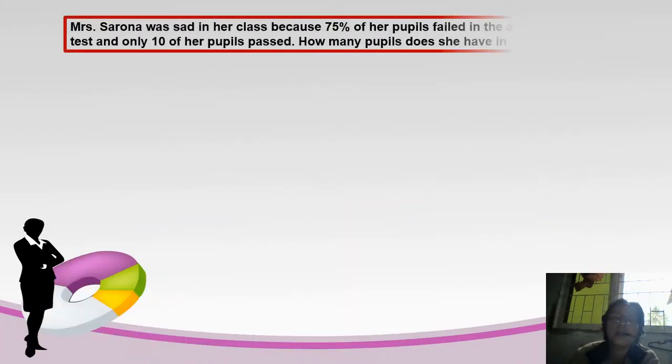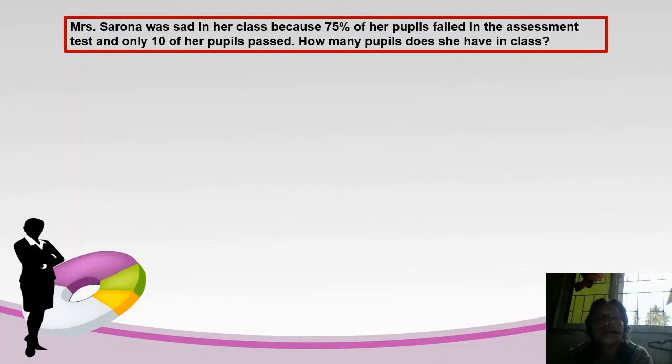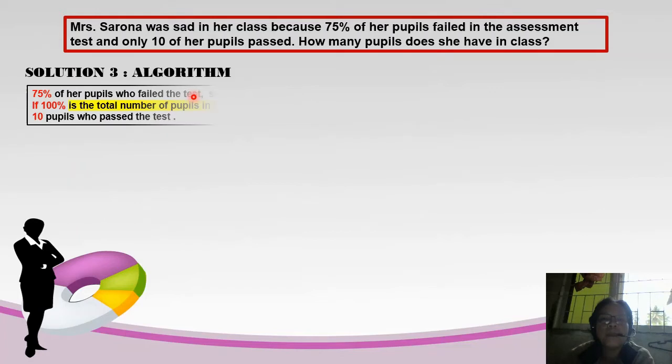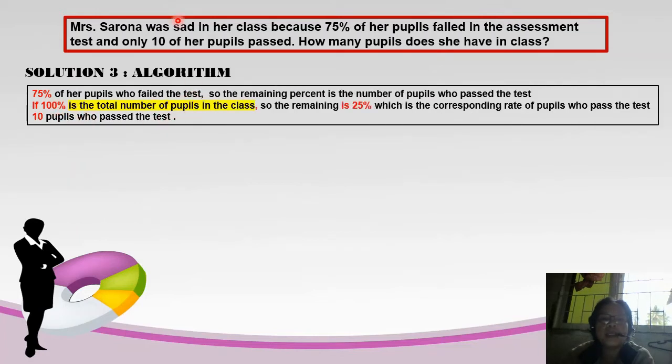Okay, let's try another approach using the same problem, using the algorithm. Analyzing the details of the problem, we have 75% of her pupils who failed the test. So the remaining percent is the number of pupils who passed the test. If 100% is the total number of pupils in the class, the remaining is 25, which is the corresponding rate of pupils who passed the test. 10 pupils passed the test. So 25% are the 10 pupils who passed the test.